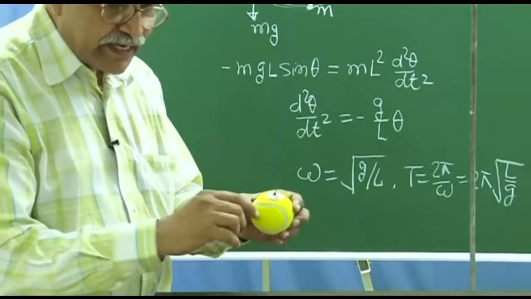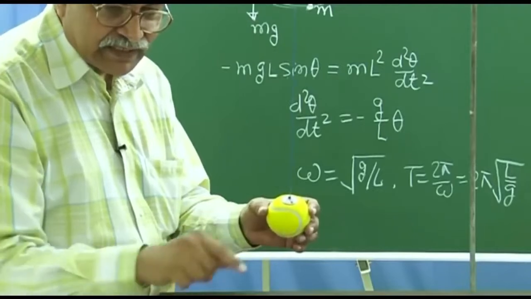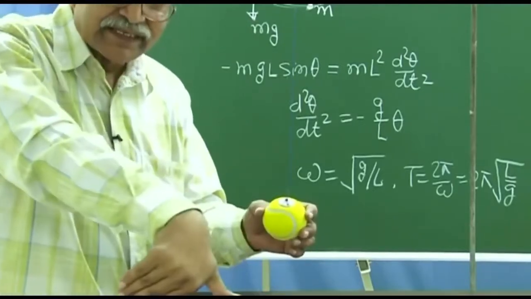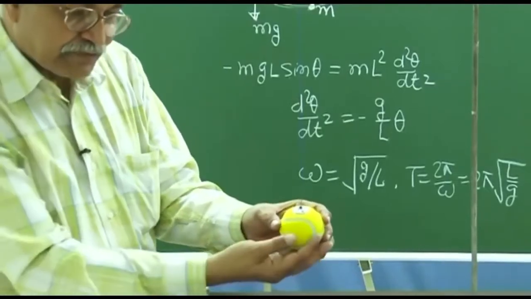So I had started, that time it was going like this and later on it went like this. So the ellipse rotated in this direction. If I give the transverse velocity towards myself, see what happens.